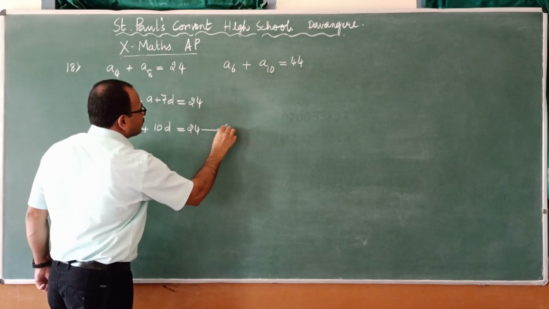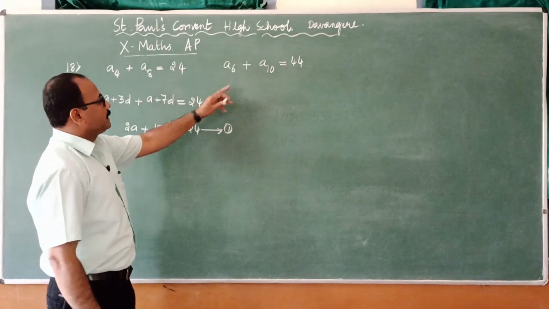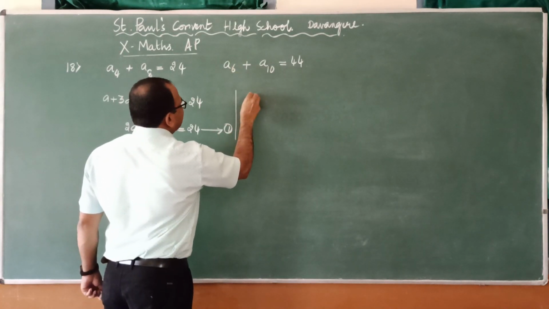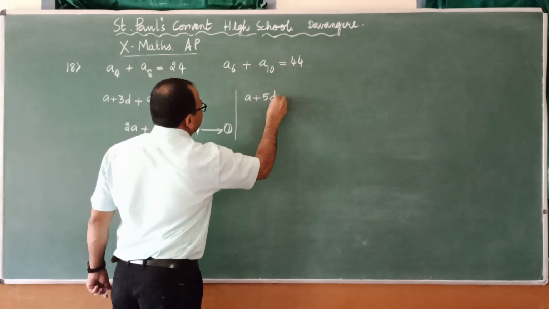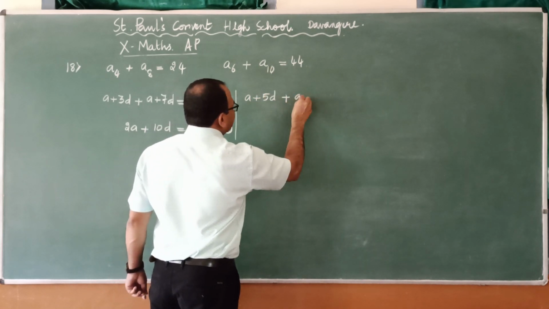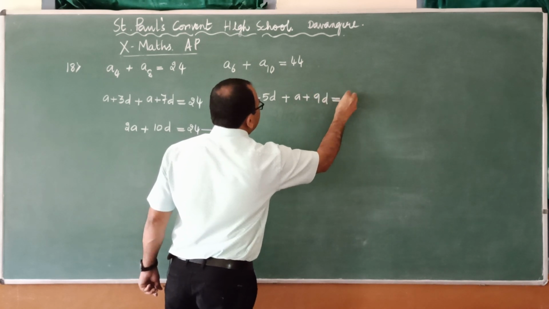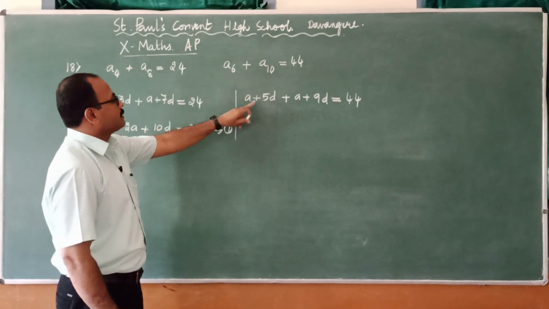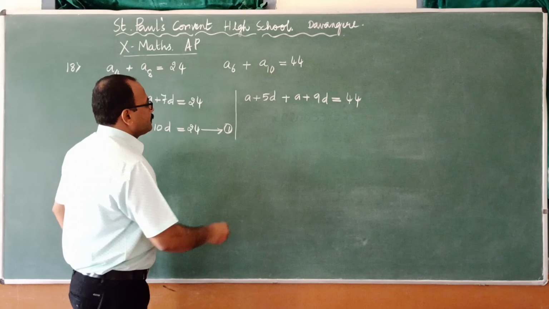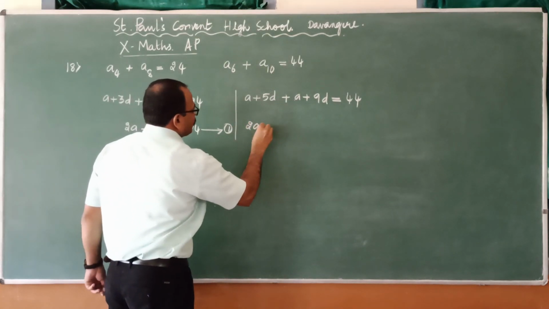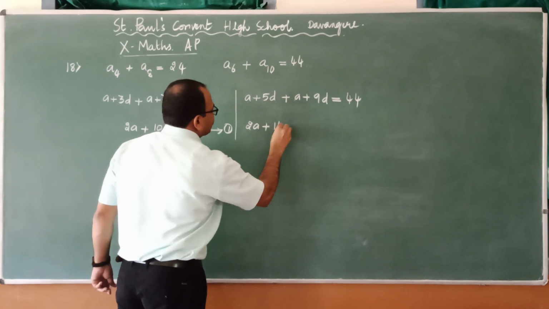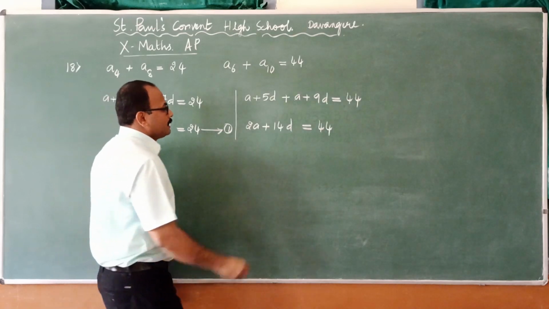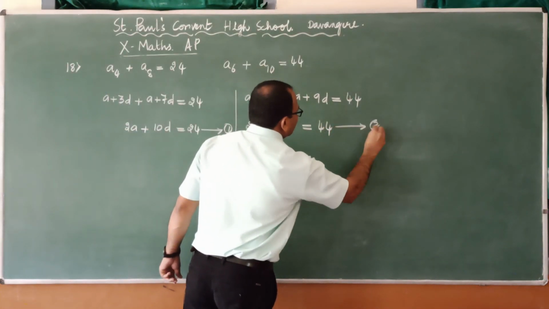Let me call this equation 1. Further, the 6th term is a plus 5d, plus the 10th term, a plus 9d, equal to 44. That's just expansion, children. The 6th term is this, the 10th term is this. Therefore, a plus a becomes 2a, 5d plus 9d becomes 14d, equal to 44. Like terms we have added. Let me call this equation 2.